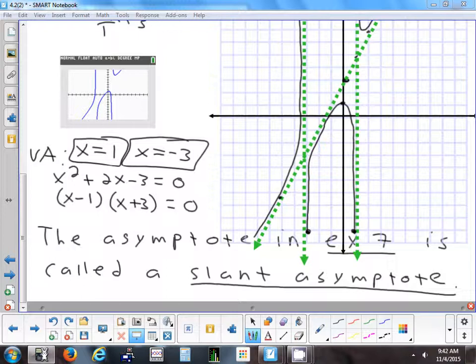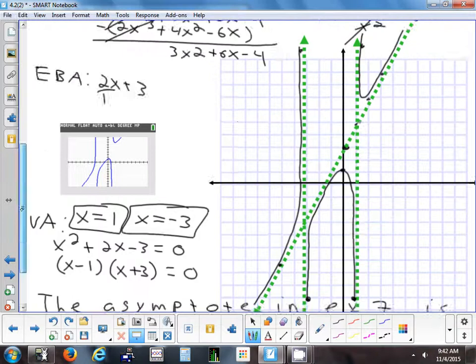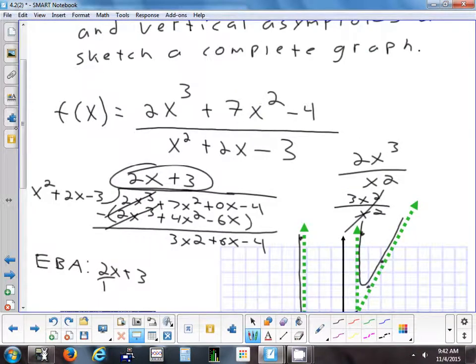Any questions on slant asymptote? Okay, and what's the degree of a slant asymptote? It's degree 1. So anytime the top and bottom are one number off, and the top is the bigger one, you're going to get a slant asymptote. If this was a 5 and this was a 4, slant asymptote.